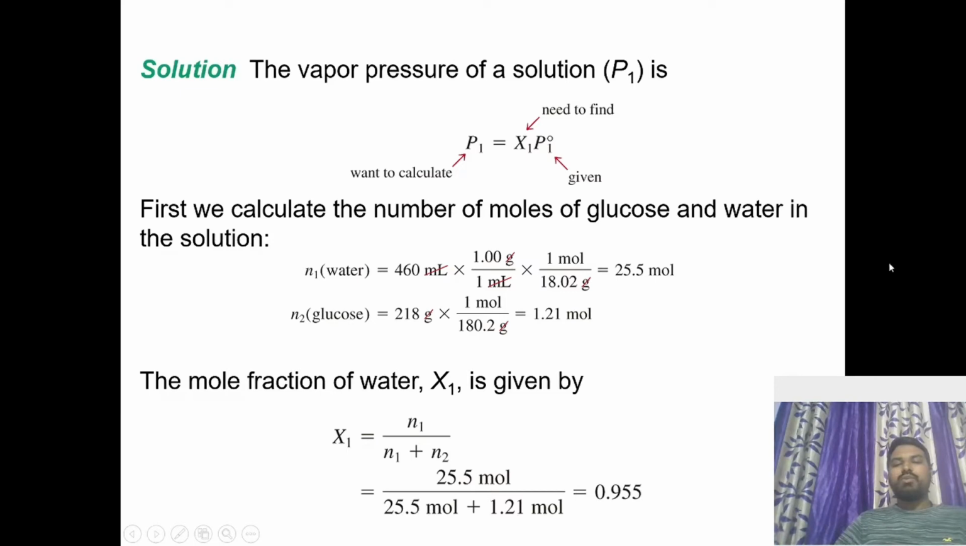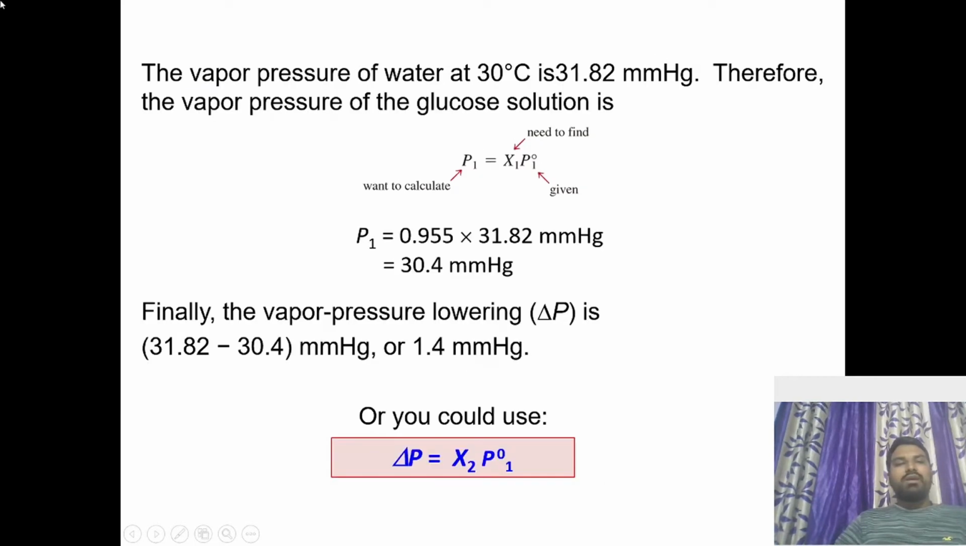The answer is 0.955. The vapor pressure of water at 30 degrees Celsius is 31.8 mmHg. Therefore, the vapor pressure of the glucose solution is: P1 we want to calculate, X1 we have found, and P01 is given. P1 will be 0.955 into 31.82 mmHg. We have found this 0.955 in the previous slide.